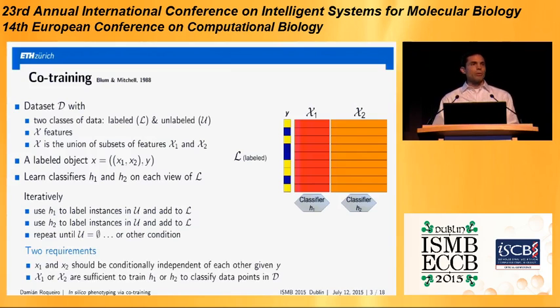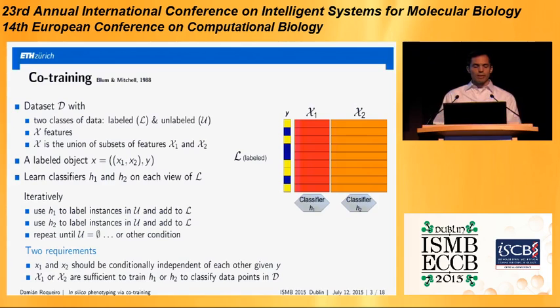Now, there are two important requirements for co-training to work. Those are stated in Blum and Mitchell's paper. The first of them is that small x1 and small x2 have to be conditionally independent of each other, given y, and I'll talk more about this later.